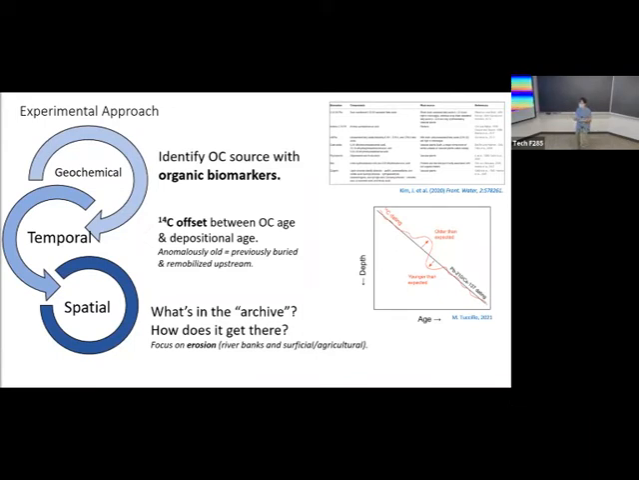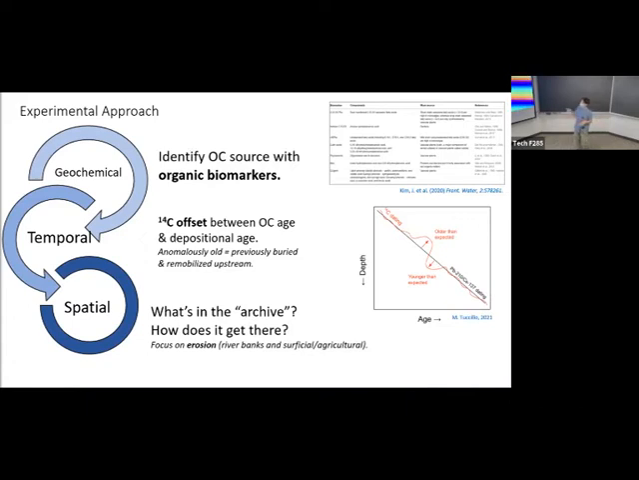I'm taking a threefold experimental approach to try to understand the spatial dynamics of the organic carbon cycle on land in the Midwest in these agriculturally dominant landscapes. The first thing that I plan on doing is trying to identify where the organic carbon is coming from by using organic biomarkers. I'm happy to answer questions about that afterwards. And so this is kind of a geochemical understanding. What is in the sediment archive? Where is this organic carbon coming from? Is it agricultural? Is it coming from terrestrial vegetation? Does that vegetation have a corn signal?